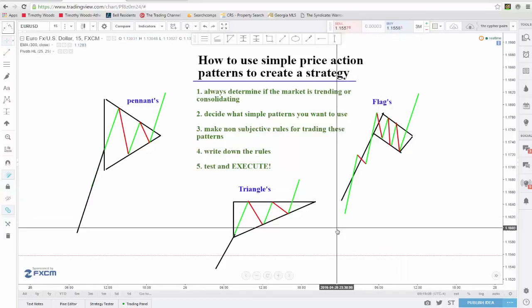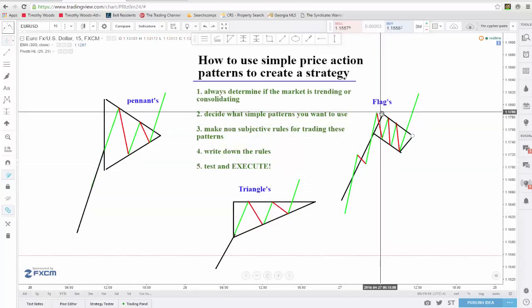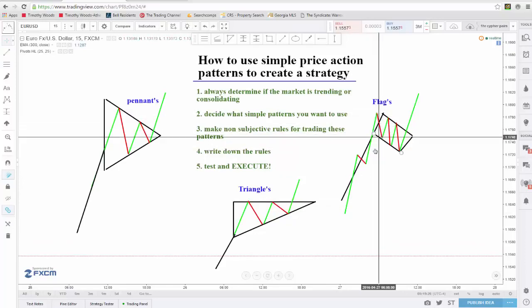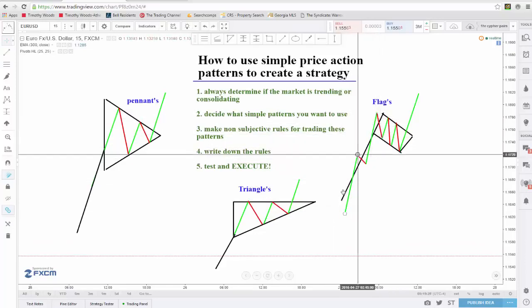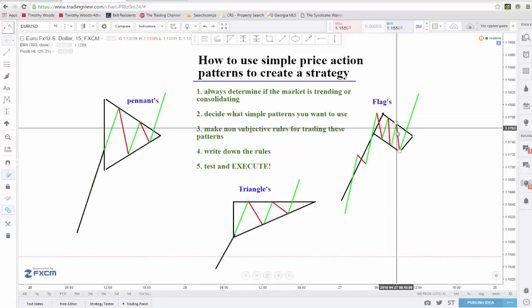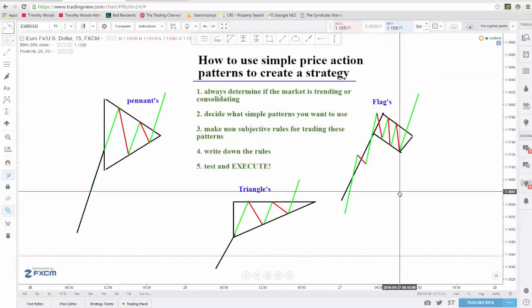What I mean by that is a flag pattern, for instance, is a pattern that forms after a large move up, and the pattern itself is just a brief form of relief from the underlying trend. So the underlying trend would be up, the flag would be a brief form of relief before breaking out into new highs following the underlying trend.